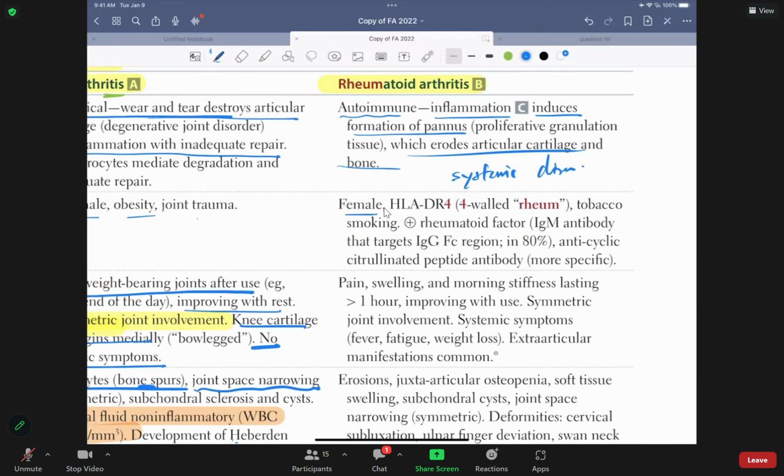Female, tobacco smoking, and highlight rheumatoid factor is positive. These people have rheumatoid factor, which is an IgM antibody that targets IgG at the Fc region. They do ask, what is this, folks? So you have to know it nicely, okay?